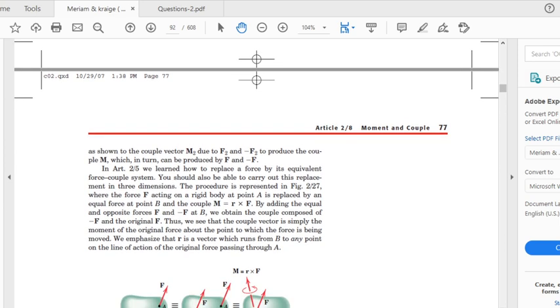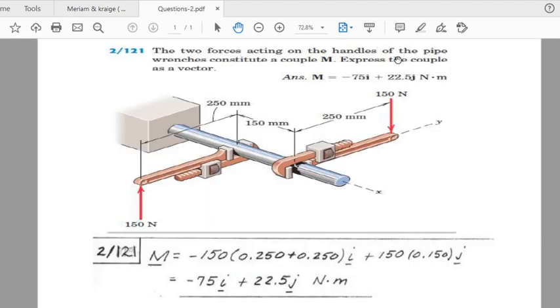Next, we just solve one problem on 3-dimensional moments in couple. This is problem 2/121, in which we have 2 forces of equal magnitude which are parallel to each other, so they form a couple. 150 Newton force, we have two forces acting on the handles of the pipe wrenches, and these constitute a couple M. We have to express the couple as a vector.